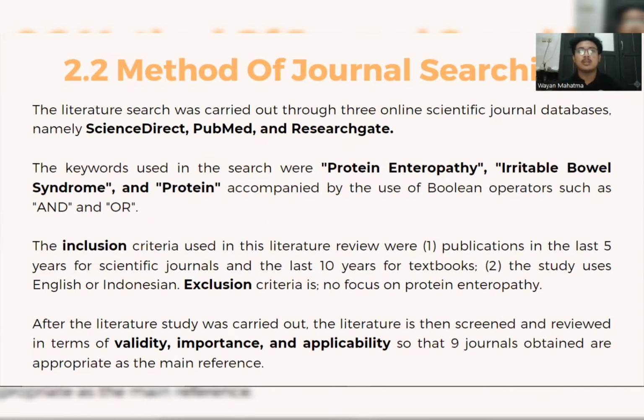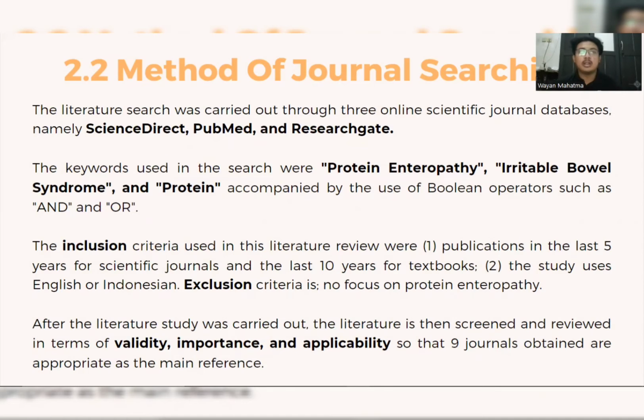The method of journal searching. The literature search was carried out through 3 online scientific journal databases, namely Science Direct, PubMed, and ResearchGate. The keywords used in the search were protein enteropathy, irritable bowel syndrome, and protein, accompanied by the use of Boolean operators such as and, or.